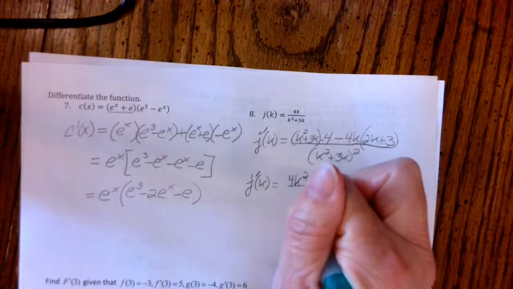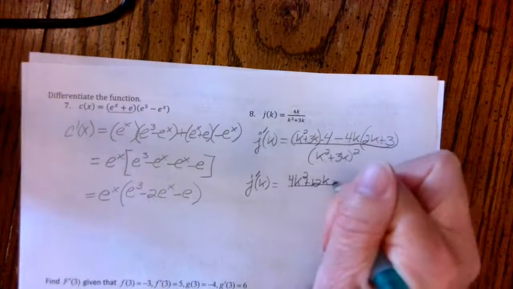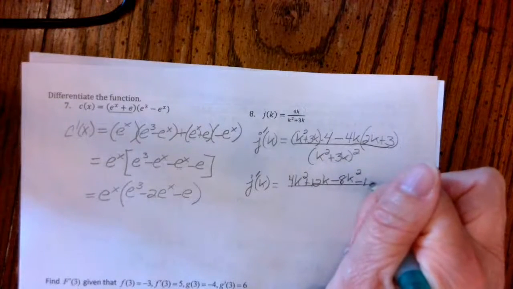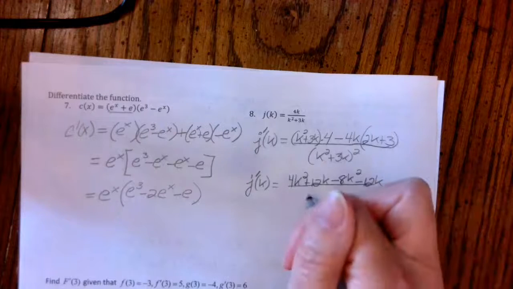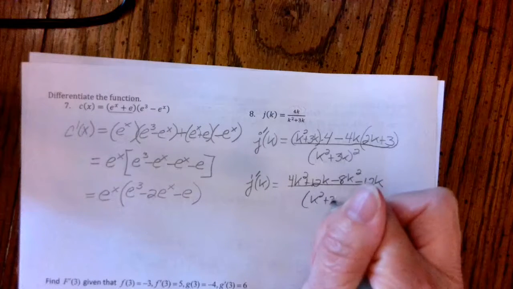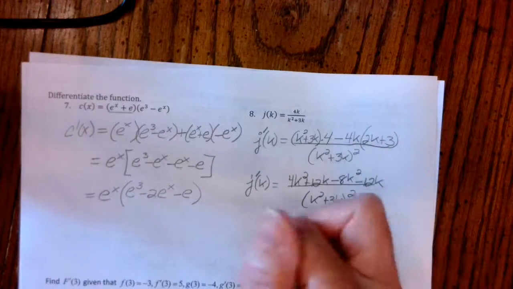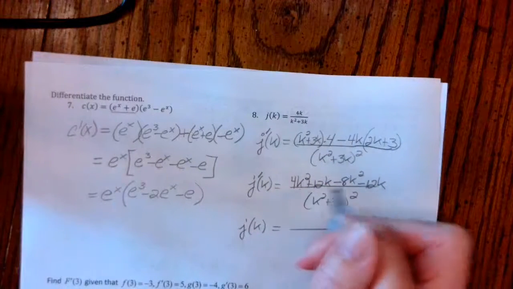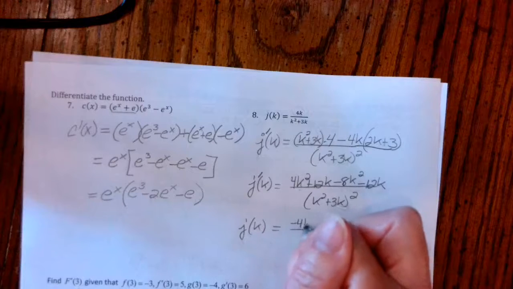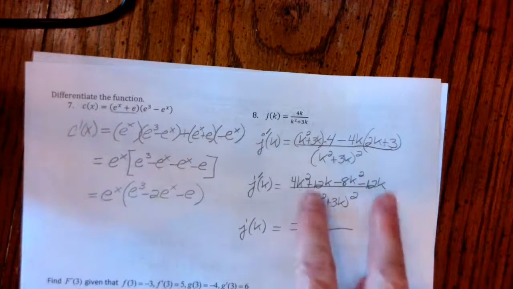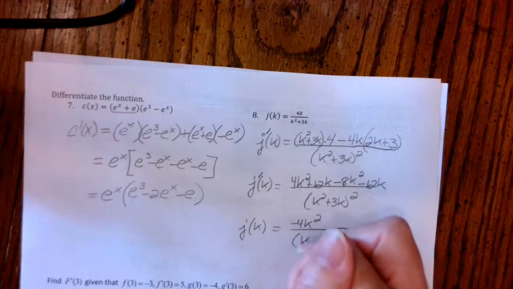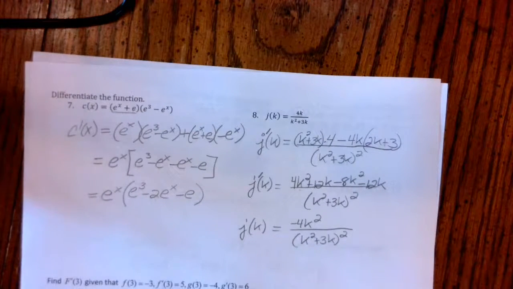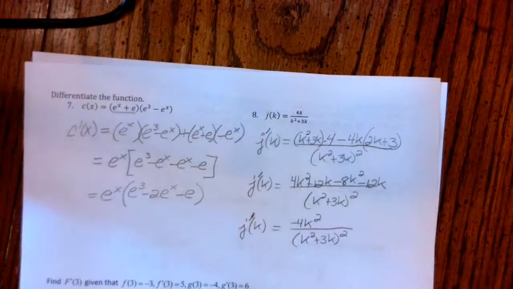4k squared plus 12k minus 8k squared minus 12k, all over the k squared plus 3k squared. J prime of k is now going to equal 4 take away 8, negative 4k squared. These two cancel, left with k squared plus 3k squared as my derivative of j.